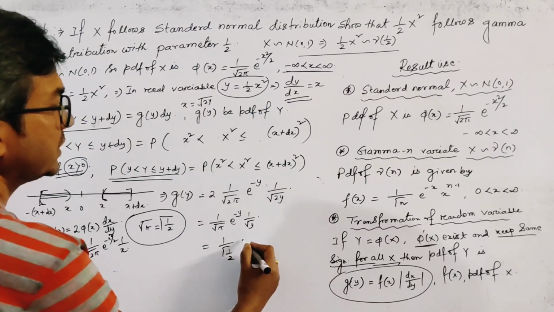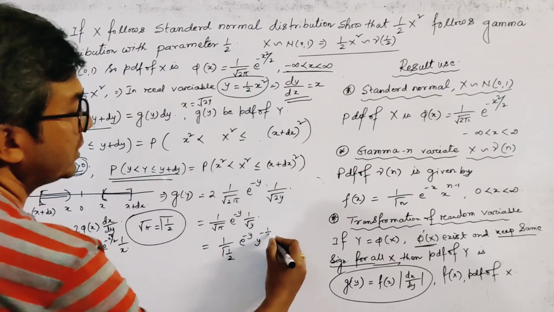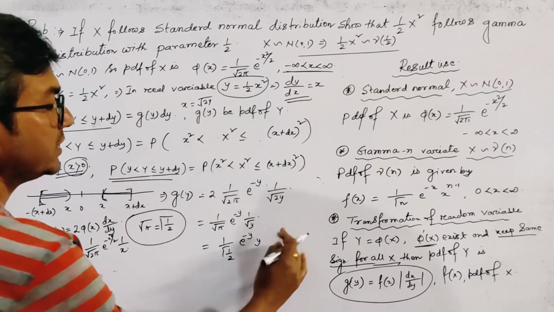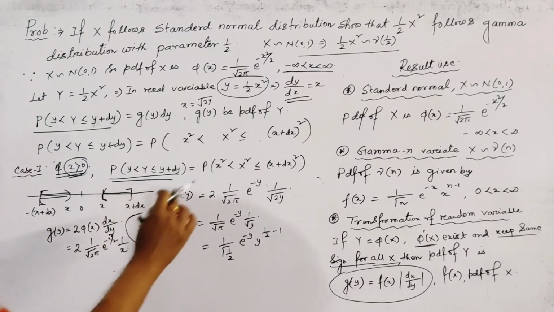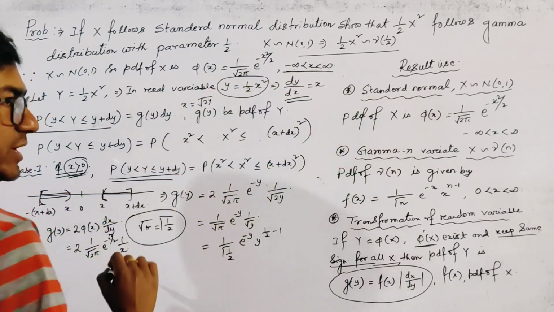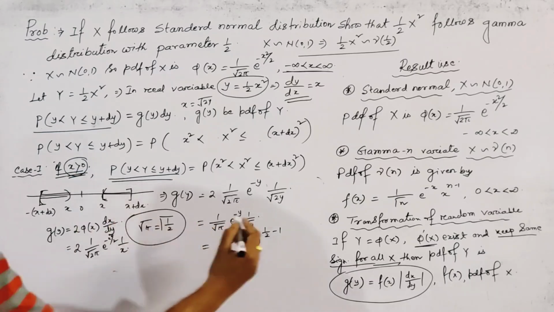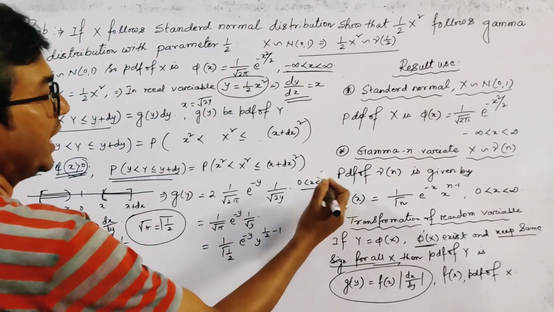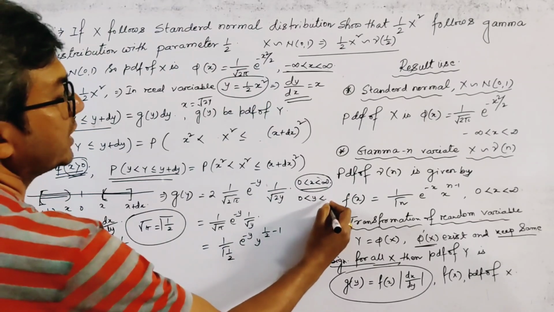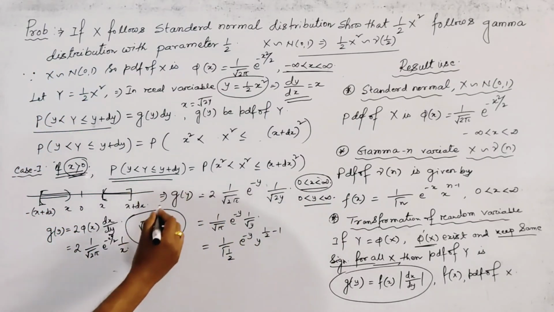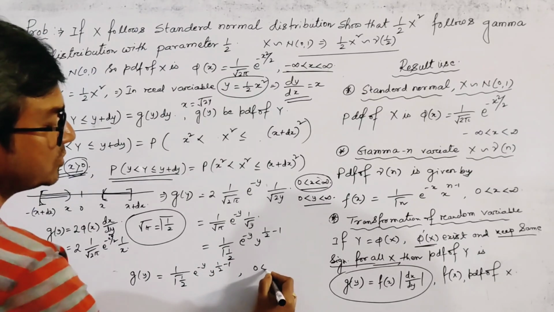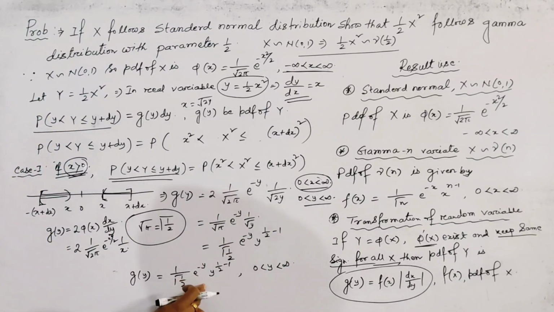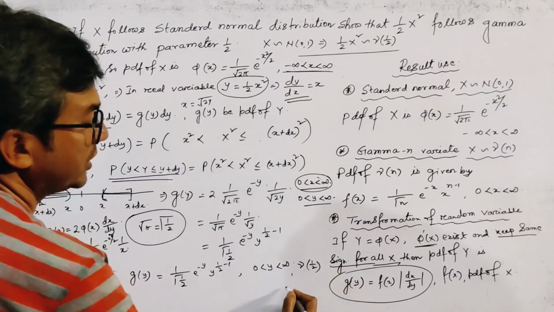This is e to the power minus y, and this is y to the power minus half, and we write minus half in the form half minus 1. Since here x is greater than 0 and the range of x is minus infinity to infinity, x greater than 0 means 0 less than x less than infinity, and in this case we must write that 0 less than y less than infinity. So the PDF of y is g of y, which is 1 by gamma half, e to the power minus y, into y to the power half minus 1, and the range is 0 less than y less than infinity, and this is nothing but the gamma half distribution.